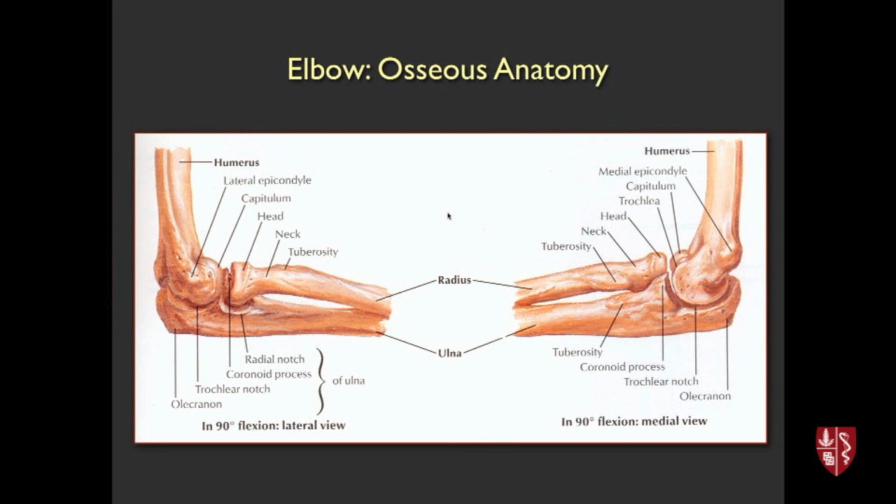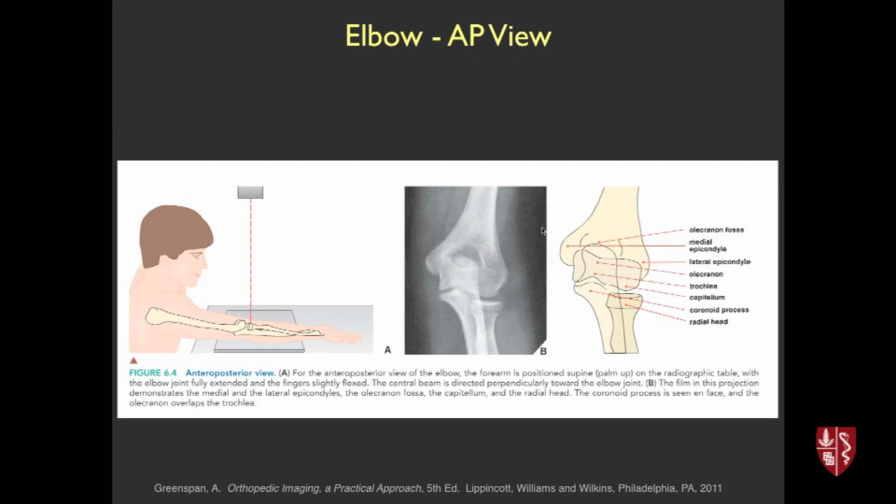The other thing that's worth pointing out is the coronoid process of the ulna. It's kind of similar to the olecranon process, but the coronoid process is anterior. And then the notch that's formed, the whole notch in the ulna where the trochlea sits, is called the trochlear notch here. Okay. The elbow views are fairly straightforward.